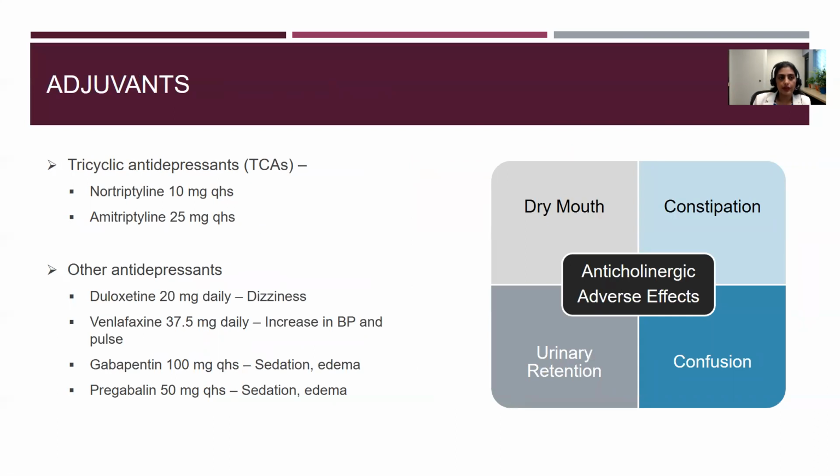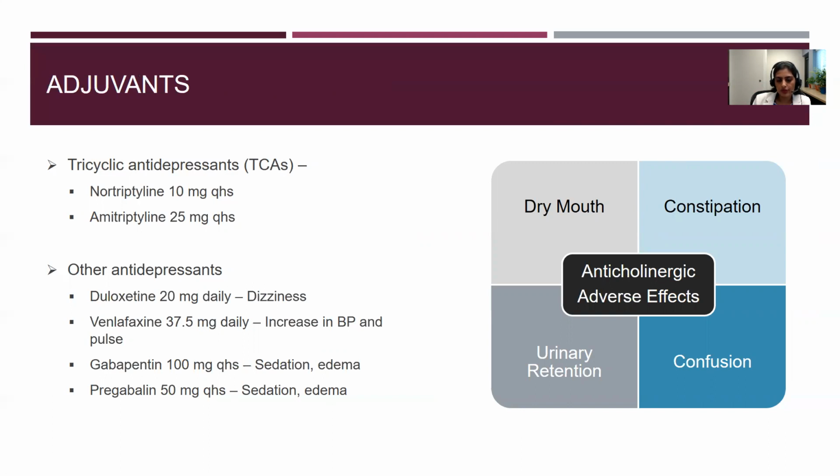Now, what about adjuvants? So the common adjuvants that we use are tricyclic antidepressants, such as nortriptyline, 10 milligrams QHS, or amitriptyline, 25 milligrams QHS. Now, I do not recommend tricyclic antidepressants for management of pain in older patients. Why is that? Because they come with anticholinergic side effects as listed here.